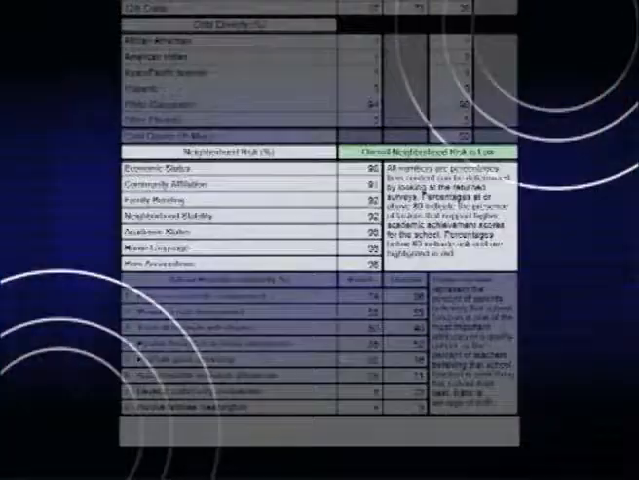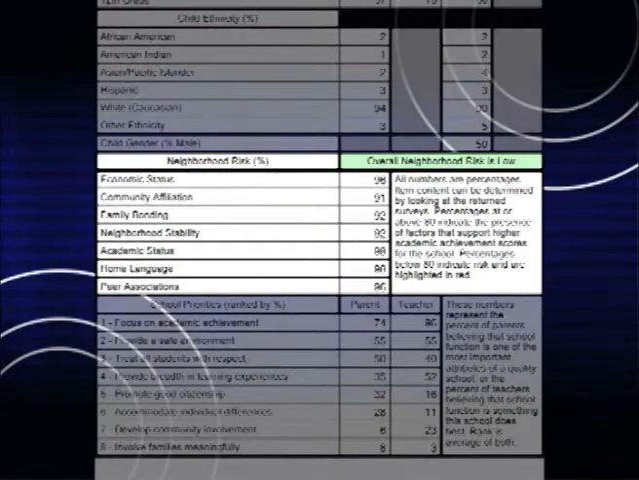The next section on page 4 shows the results of some questions that we asked the parents to respond to. And these questions give us an idea of how much social and economic risk is present in the population served by the school. There were 7 different questions that we asked, and they look at economic status, community affiliation, family bonding, neighborhood stability, academic status, home language, and peer associations. And the idea of this section is anytime 80% or lower actually respond positively to that attribute, then there is some risk present in the school neighborhood.